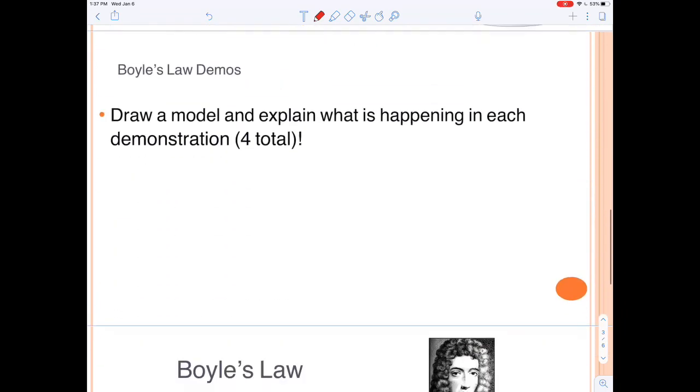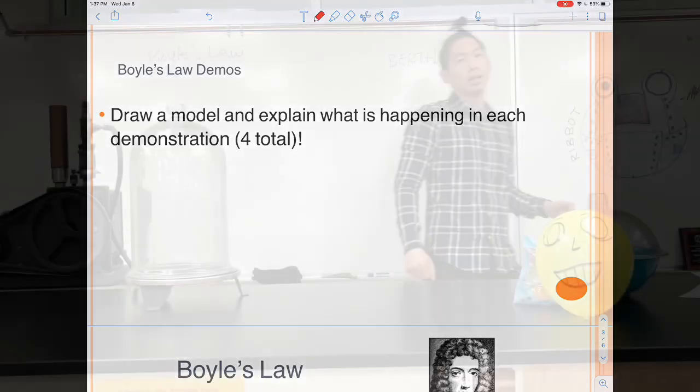I'm going to show you some cool Boyle's Law demos now. Make sure you draw a model and explain what is happening in each of these demos.